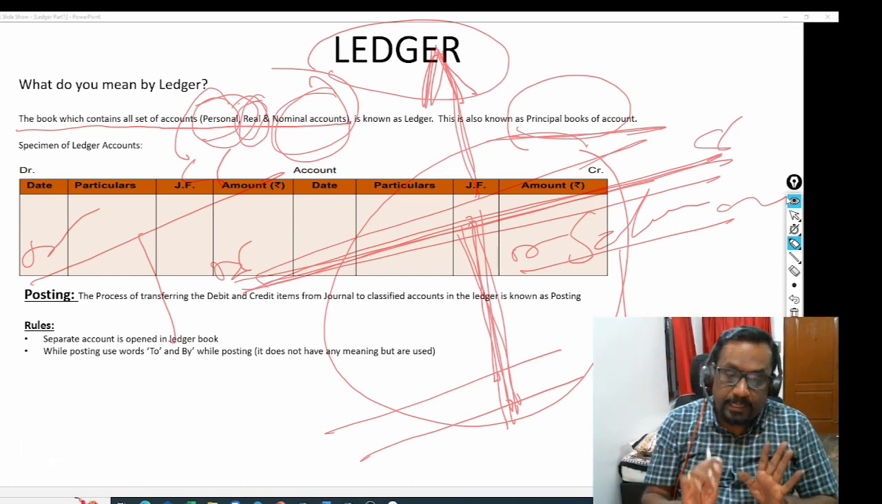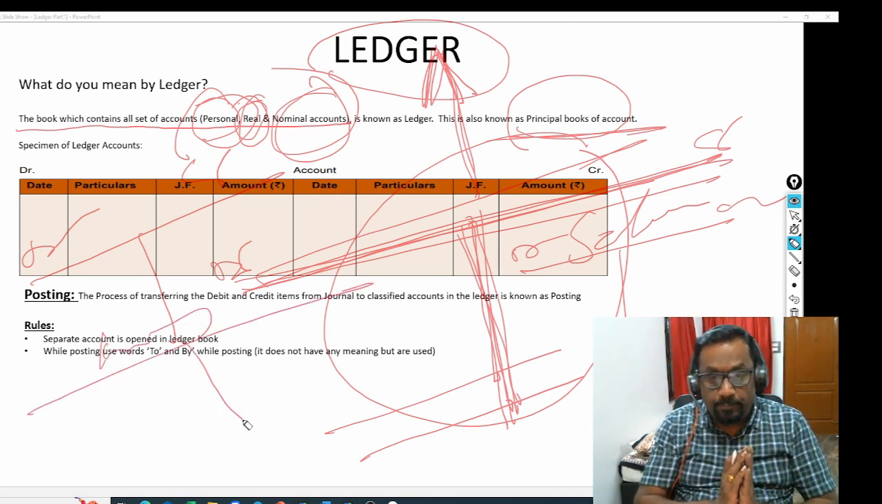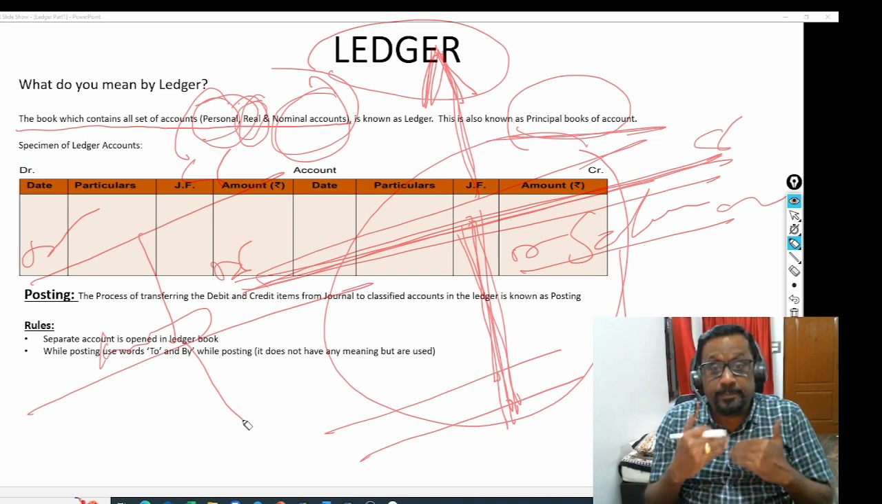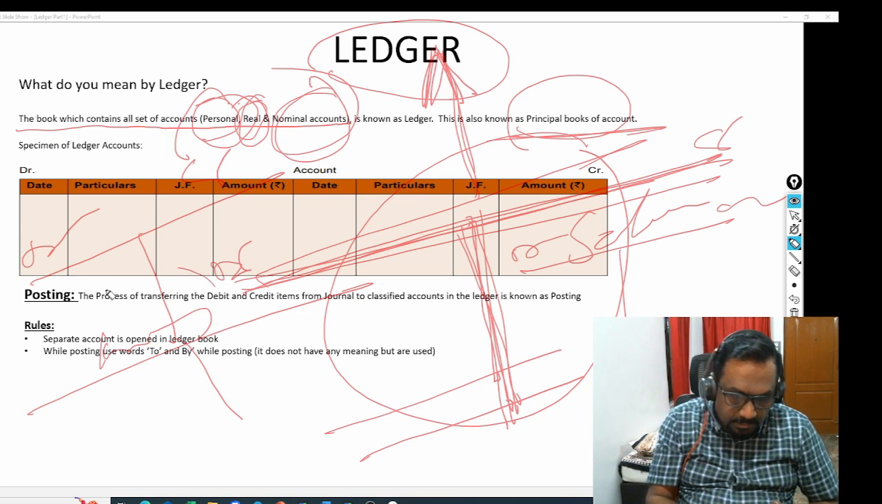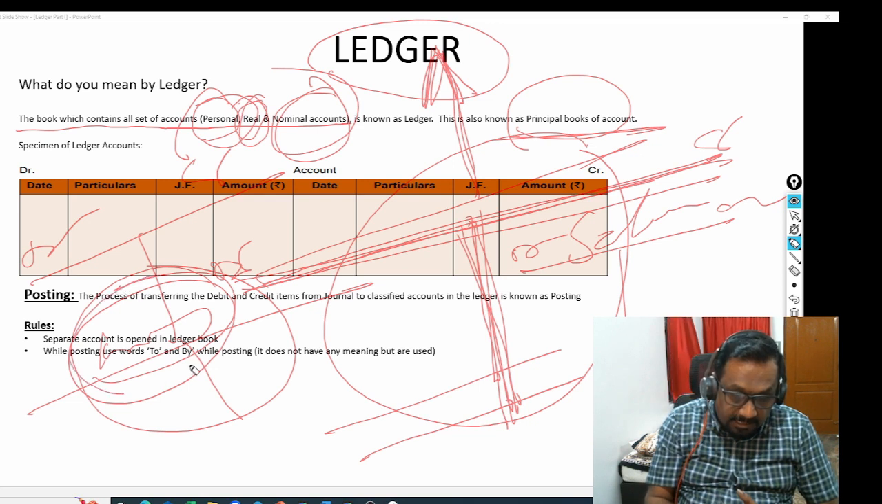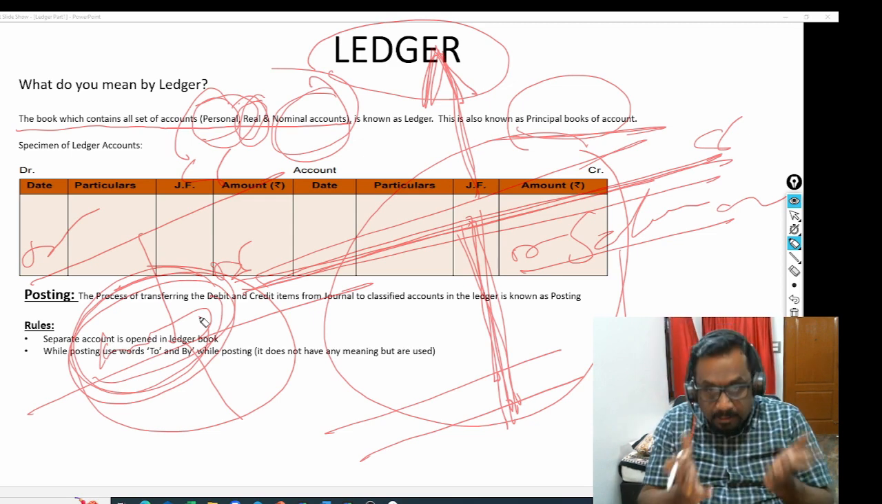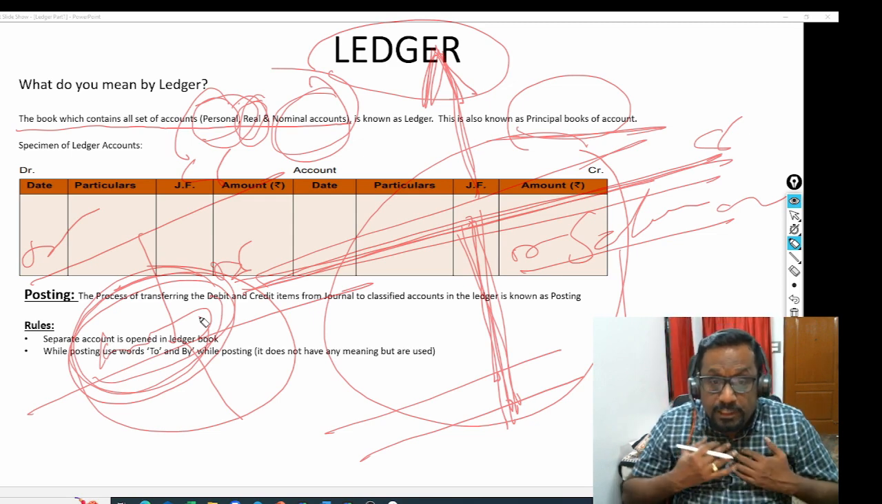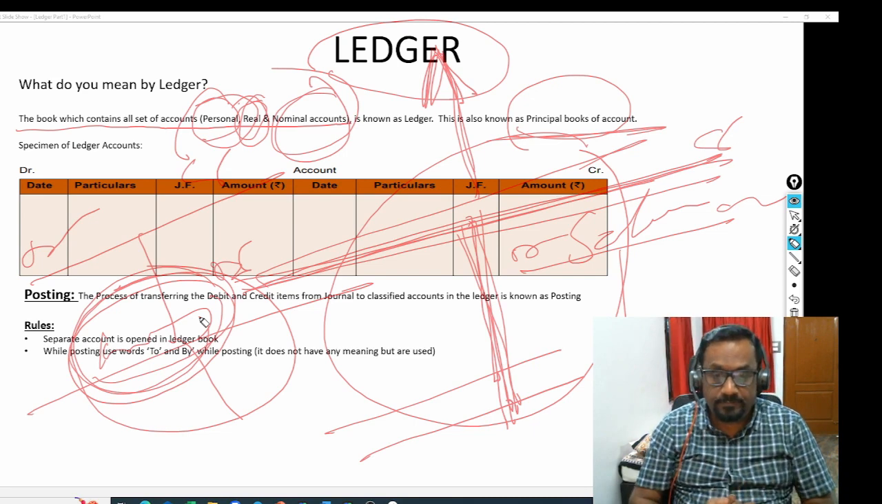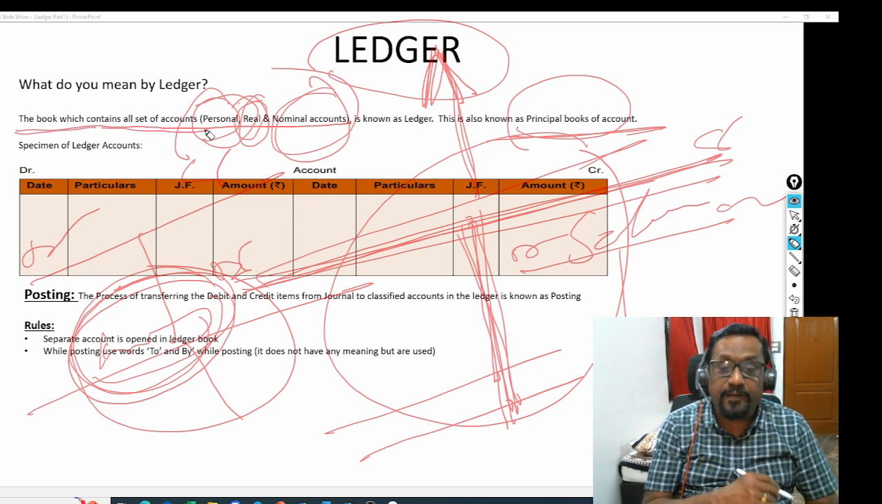Take any account, say Krishna's account. If you want to see how many goods we purchased from Krishna, how much we paid to Krishna, and how much I am yet to pay to Krishna, you get to see it in this Krishna account. So for each person, each real account, or each nominal account, I am maintaining a separate account. That account is nothing but a classified statement which gives me the final balance of that particular account. That's all. So the ledger book contains all set of accounts.